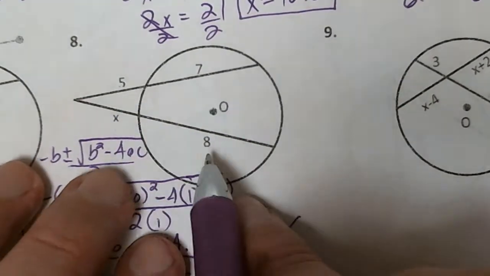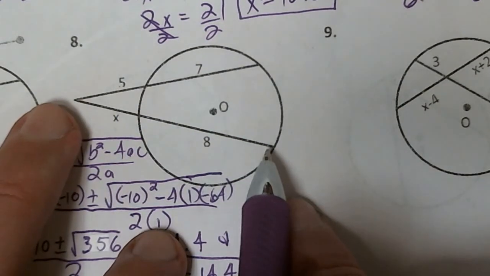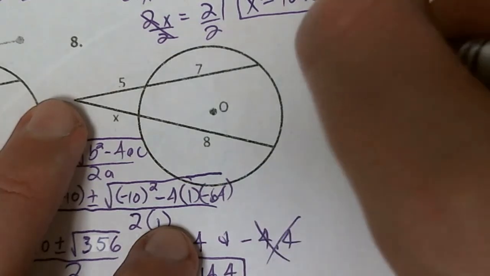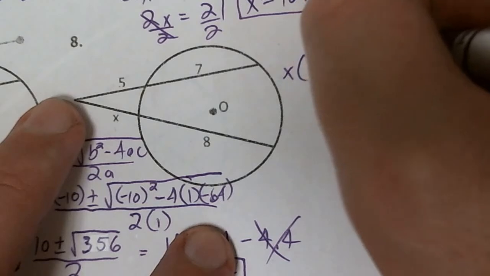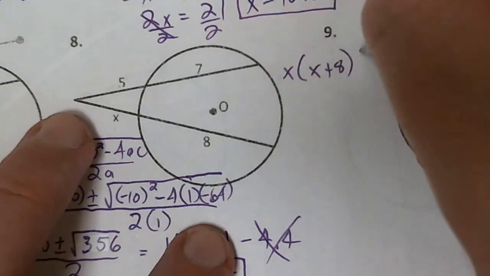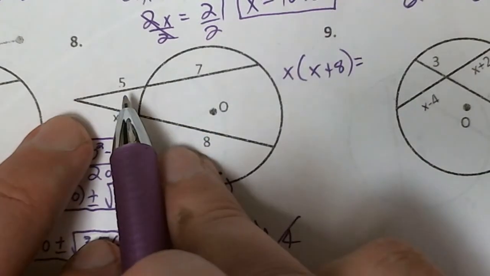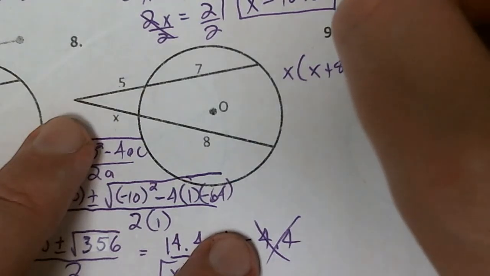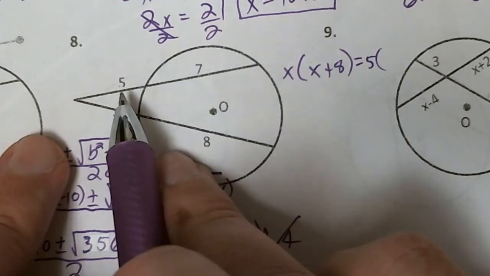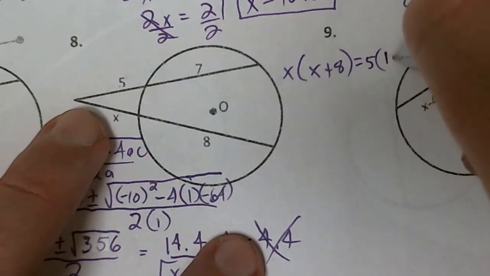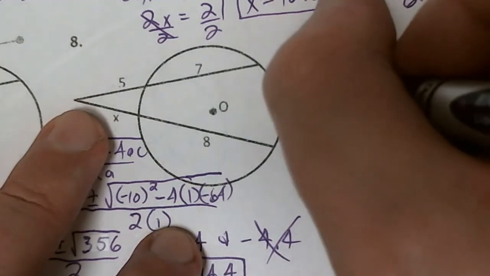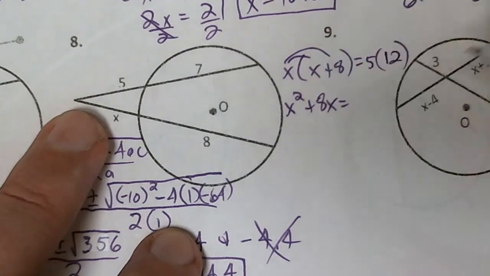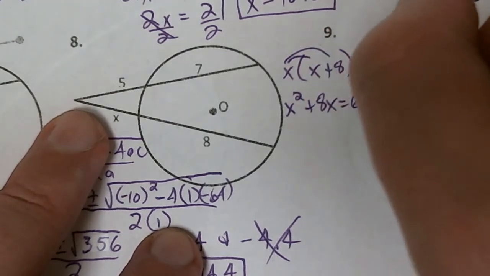Okay, the whole piece times exterior. What is this whole piece? The whole piece is x plus 8, and the exterior is x. So the exterior times the whole piece, x times x plus 8, equals the exterior piece 5 times the whole piece. What is the whole piece? 5 plus 7. That's 12. So when I distribute here, I've got x squared plus 8x equals 5 times 12, which is 60.